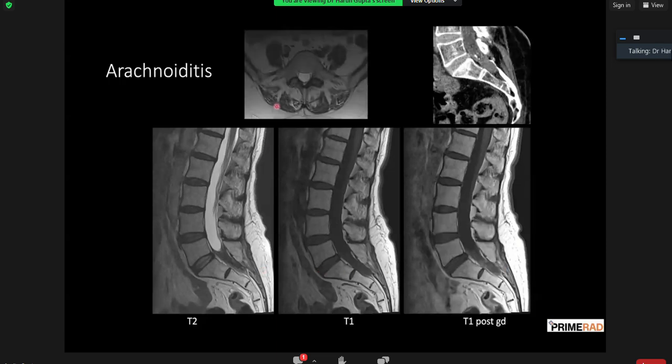And we see empty thecal sac sign. This is all the nerve roots are abutting or clinging together to the dura. And on the CT scan, there was calcification. So this is arachnoiditis. And these can be cause of chronic back pain, chronic radicular pain.